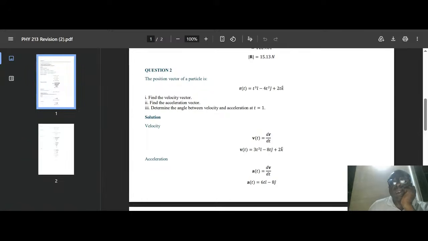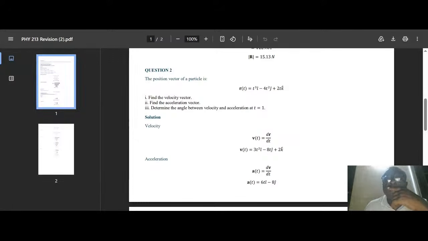The position vector is r(t) = t cubed i minus 4t squared j plus 2t k. Number 1, find the velocity vector. Number 2, find the acceleration vector. And number 3, determine the angle between the velocity and the acceleration at t equal to 1.